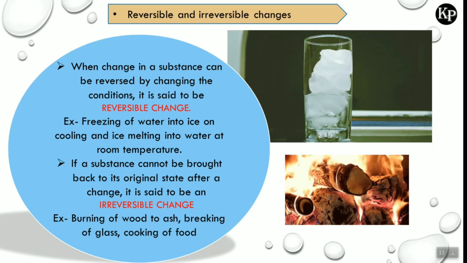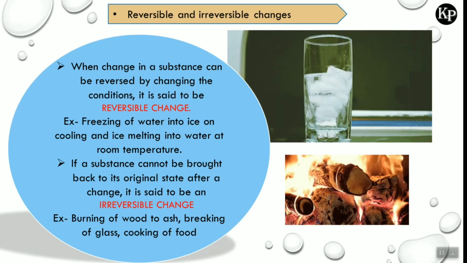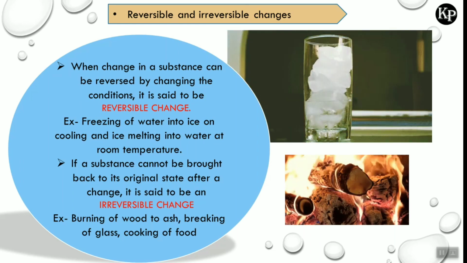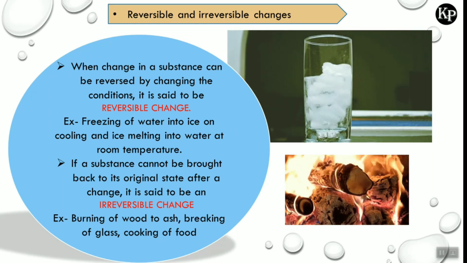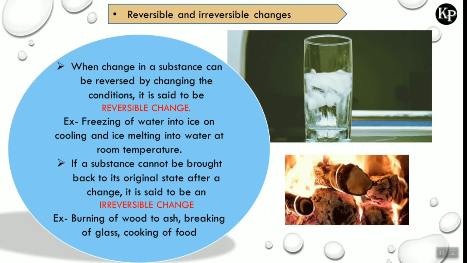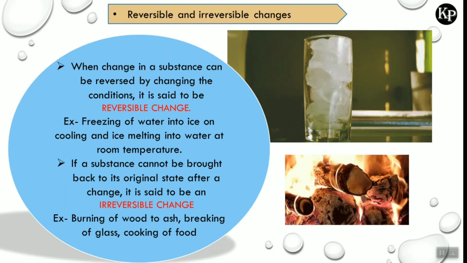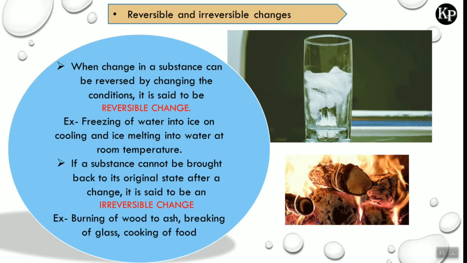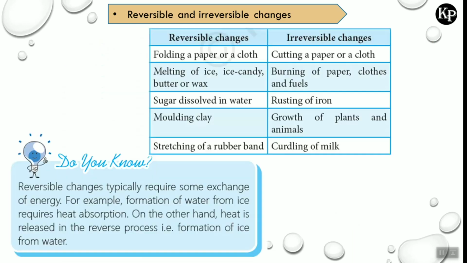Next, reversible and irreversible changes. When a change in a substance can be reversed by changing the condition, it is said to be a reversible change. For example, freezing of water into ice on cooling and ice melting into water at room temperature. If a substance cannot be brought back to its original state after the change, it is said to be an irreversible change. For example, burning of wood to ash, breaking of glass, cooking of food. These are the differences between reversible change and irreversible change.